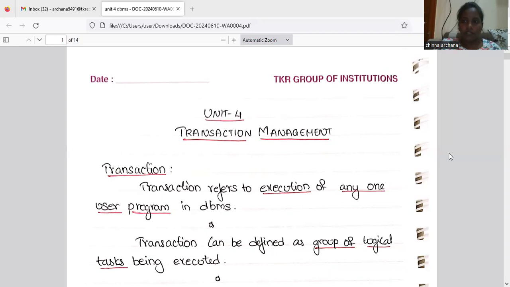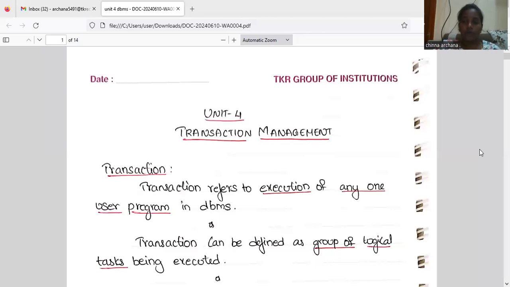First, let us know what a transaction is. A transaction refers to the execution of any one user program in DBMS. Multitasking and multiprocessing happen in our database management system, so multiple transactions will be taking place at the same instant. One transaction refers to one user program. If I want to perform any task, then that task becomes a single transaction.